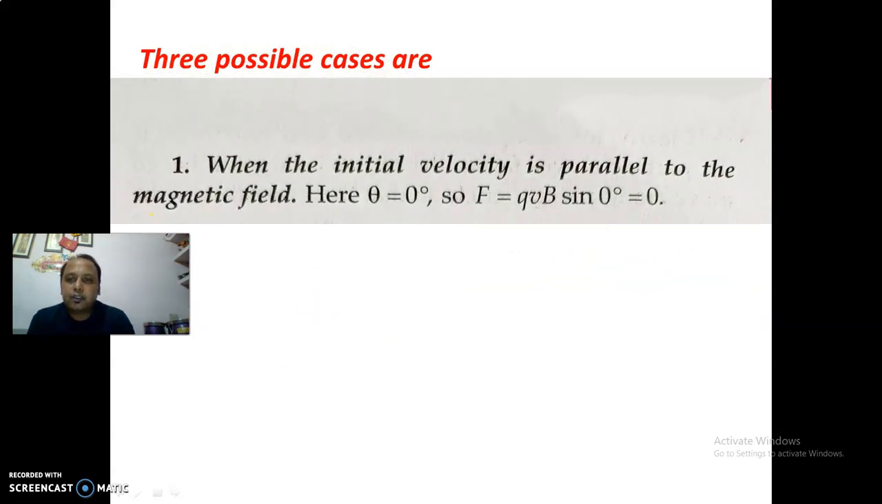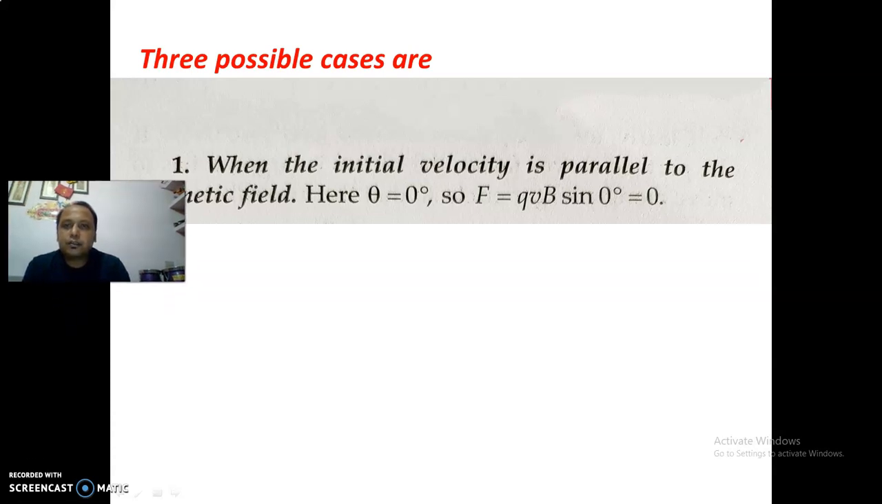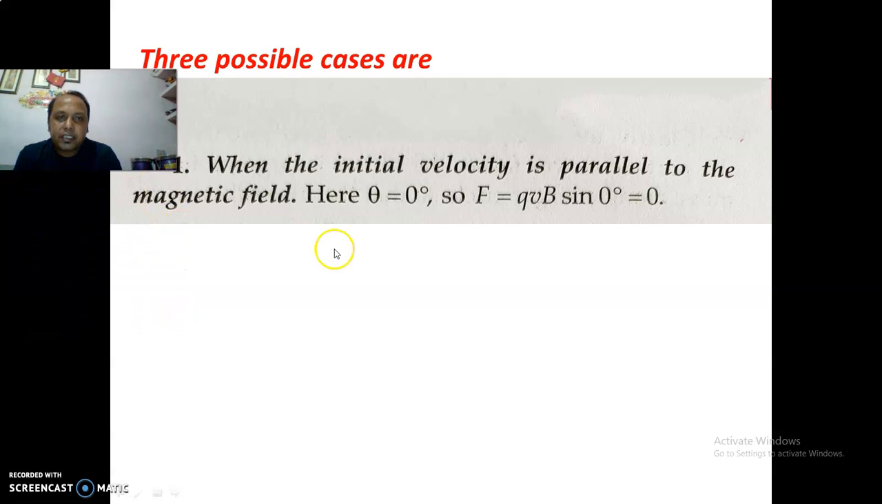When the initial velocity of the charged particle which enters the magnetic field is in the same direction as the magnetic field, the value of theta is 0. So the force QvB sin 0 degree is 0. That is, when the charged particle moves in the direction of the magnetic field, it doesn't experience any force. It will continue moving with the same constant velocity in the same direction. There won't be any change in the velocity because the force is 0.